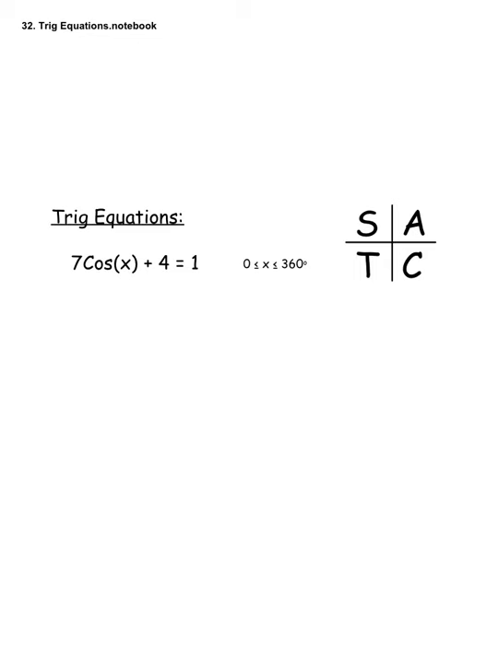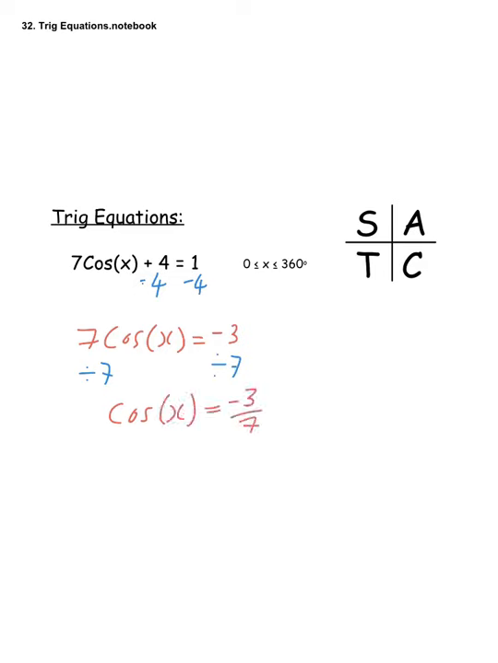Okay, so this time we've got an example that's a little bit different. Again, we're going to create cos x as the subject of our equation. We're going to find our angle, but we're going to see why this is a little bit different in just a second. So, first of all, we want to create cos x as the subject of our equation, so take 4 away from both sides of the equal sign. We get that 7 cos x is equal to negative 3. And then divide through by 7 on both sides, and we get that cos x is equal to negative 3 over 7.